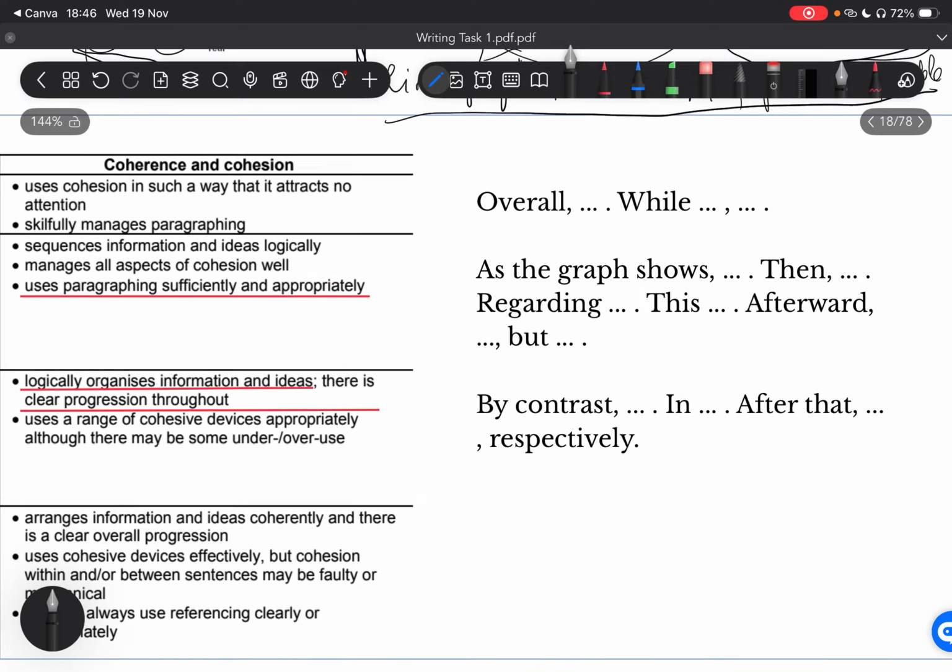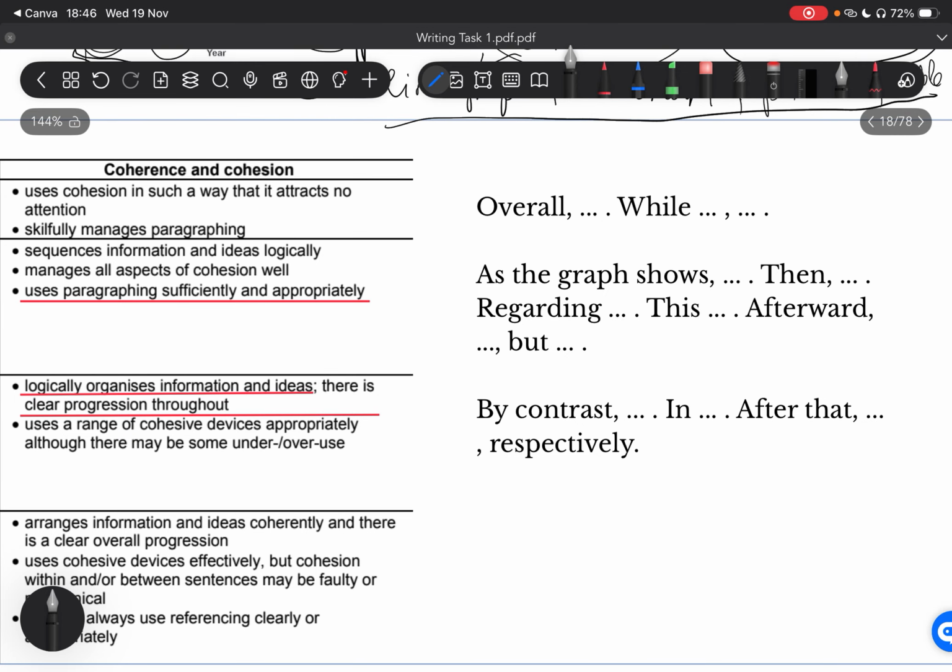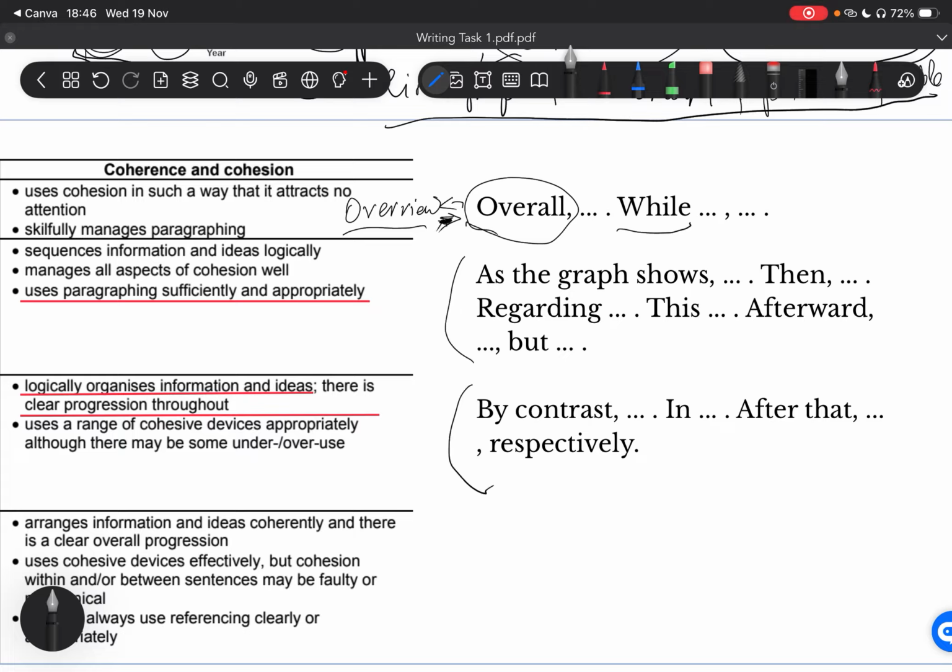So how? Let's take a look here. We have some cohesive devices. So overall, as you can see, is the starting cohesive device of the overview. When you write overall, it's clear for me or for any other reader that it is the overview. And then of course we contrast. Here's a word for contrasting, while. And we have main body 1 and main body 2. So always start your main body paragraphs with a cohesive device.